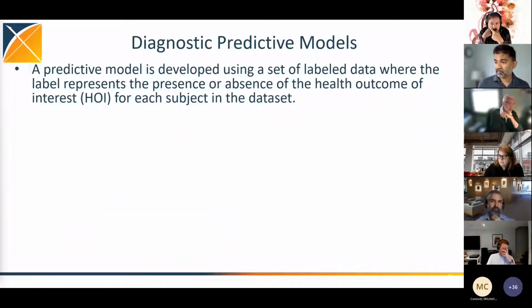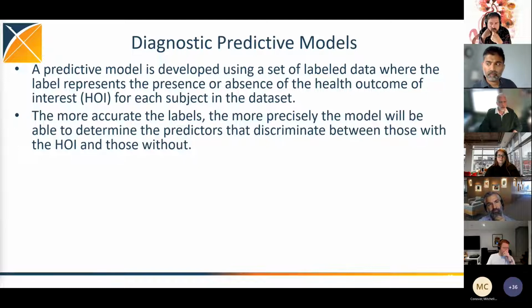I'm going to go into a little bit about how the tool works. A predictive model is developed using a set of labeled data, and the labels represent whether the person has the case or does not have the case for the health outcome. The thing with the models is that the more accurately you make those labels, case or non-case, the more precise the model will be able to determine the predictors that will allow you to discriminate between those with the health outcome of interest and those without, the cases and the non-cases.